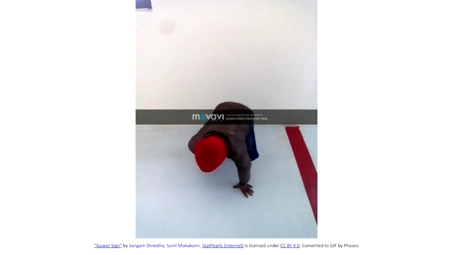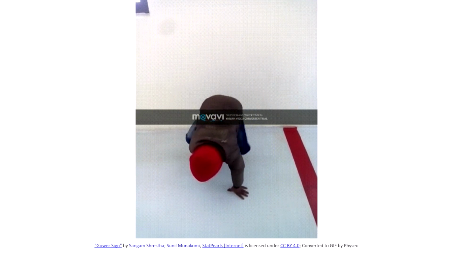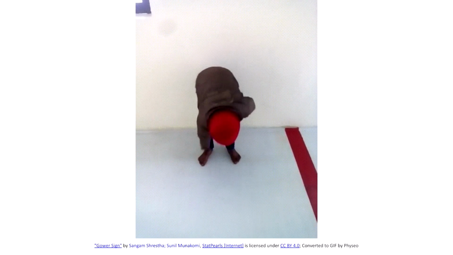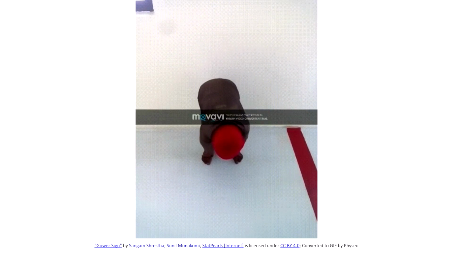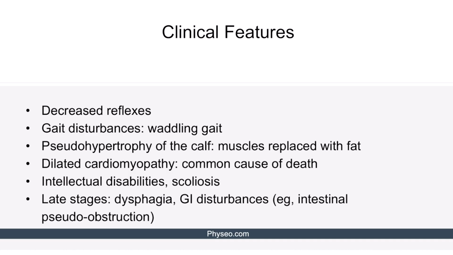And again, this goes back to the idea that patients with Duchenne muscular dystrophy have muscle weakness, which is most prominent in the pelvic girdle. Therefore, by supporting these muscle groups with his hands, the patient is able to stand more easily. Reflexes are decreased, and patients have gait disturbances referred to as a waddling gait.